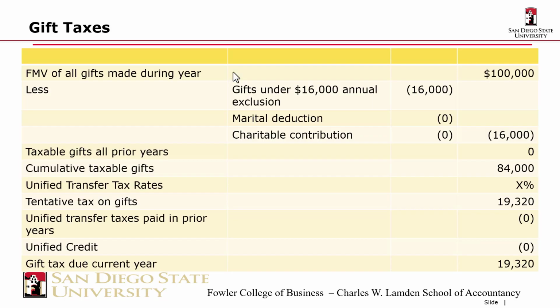Now that we have that information, we say, okay, well, the tentative tax on gifts is $19,320. We're not applying any credits to that, right? He hasn't paid any taxes in prior years because he hasn't made any taxable gifts in prior years. And so his total gift tax this year is in fact $19,320.